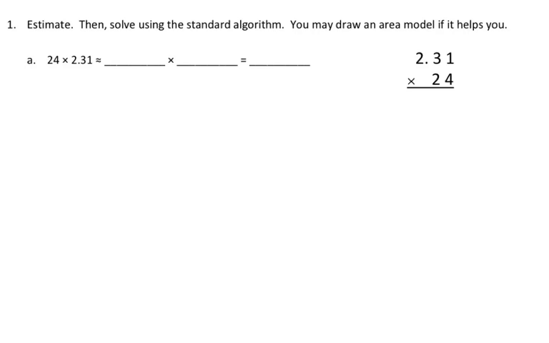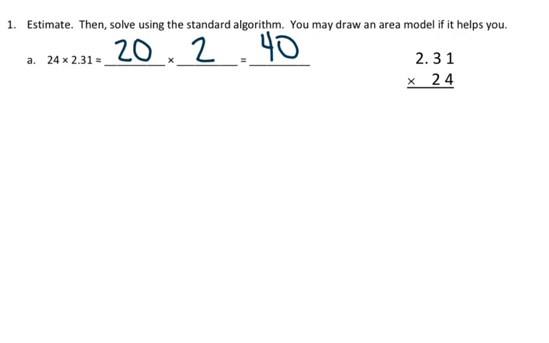And the problem is 24 times 2 and 31 hundredths. Again, we're going to estimate and we're going to find a reasonable answer. So I have 24, and I'm rounding that to 20, times 2 and 31 hundredths, and it's going to round to 2. So a reasonable estimate would be 40.